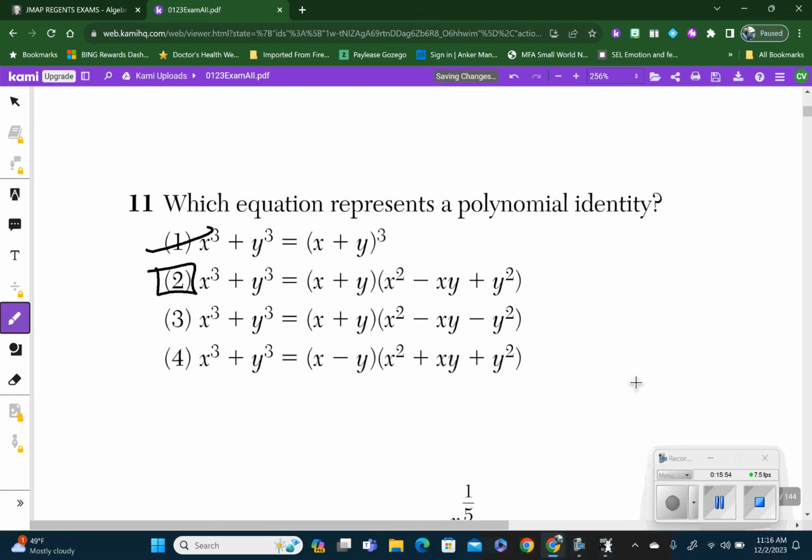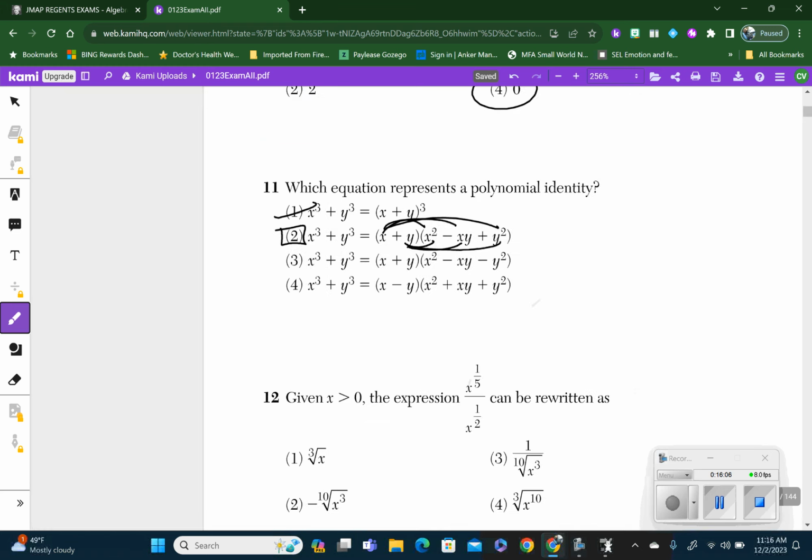If you wanted to do this algebraically, you would have to do distributive, right? Distribute this, combine like terms, and you'll see that x to the third plus y to the third is equal to the second one as well. All right, question number 12.